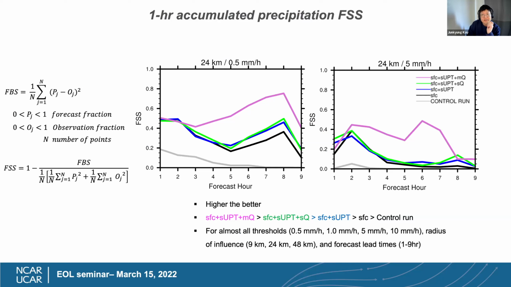And this is the fractional skill score for 1 hour accumulated precipitation forecast. The equation of this fractional skill score is shown on the left, and the higher the better. The magenta line shows the result of assimilating the MPD observation. The MPD shows the highest skill score, followed by the green line and the blue line, the result of assimilating the surface and the sounding data. This result is valid for almost all thresholds and radii of influence, for almost all forecast lead times.